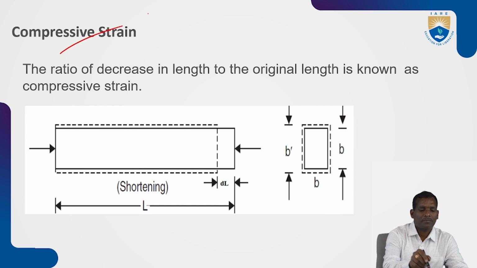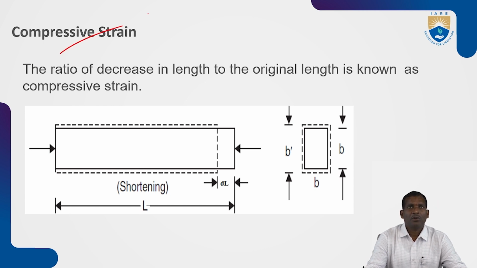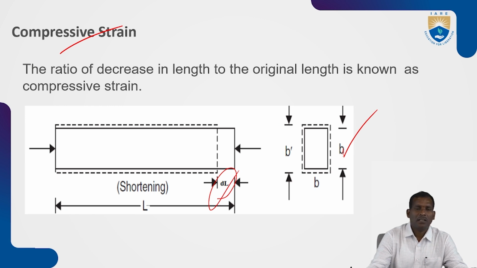Next, compressive strain. The ratio of decrease in length to the original length is known as the compressive strain. So the length will be decreased, this shortening, so much decreased, relative to the original length. But the diameter, the breadth, will be increased. So dl is how much decreased, dl or delta L.